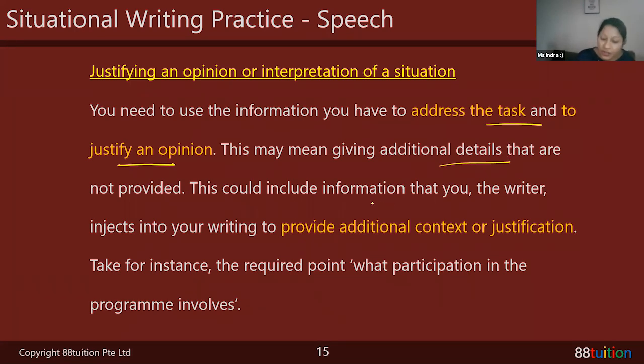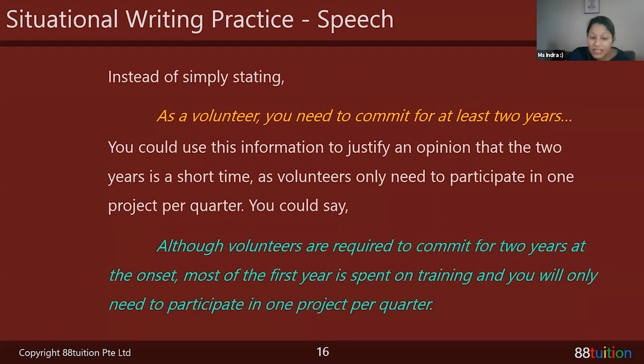Right? This could include information that you, the writer, inject into your writing to provide additional context or justification, as I mentioned to you before. Take, for instance, the required point of what participation in the program involves, okay? However, instead of simply saying, as a volunteer, you need to commit for at least 2 years, you can say, right, what else is required. So let's see how we can actually expand on it, okay?